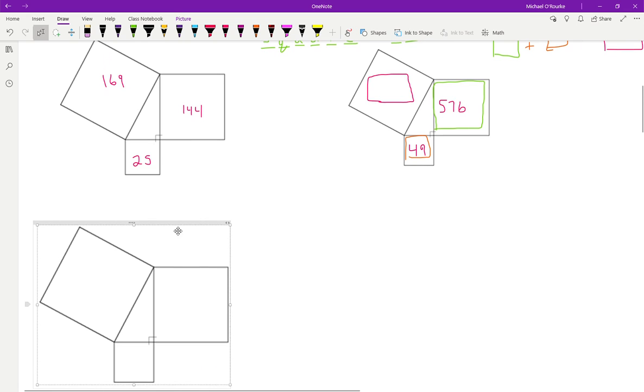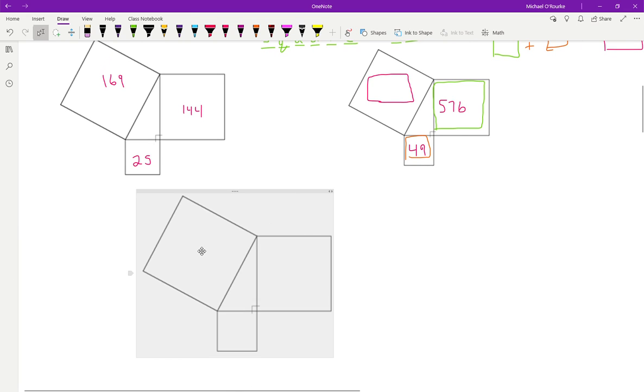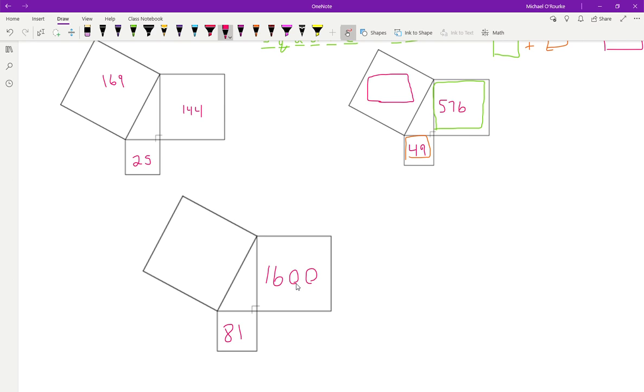Make this bigger. Let's go with 81 on this one, and 1600 on this one. Okay, type it in, but do not press enter, okay? What do we think this one's going to be right here?